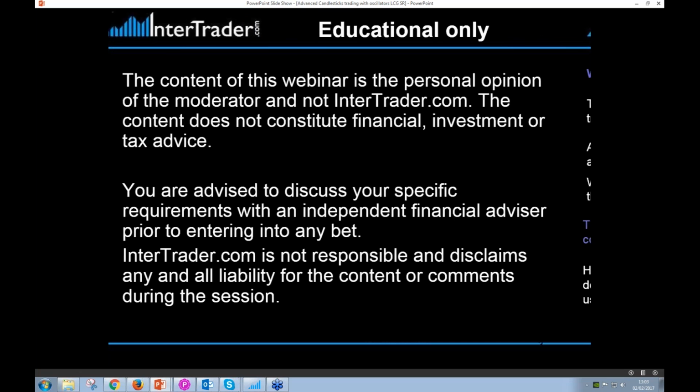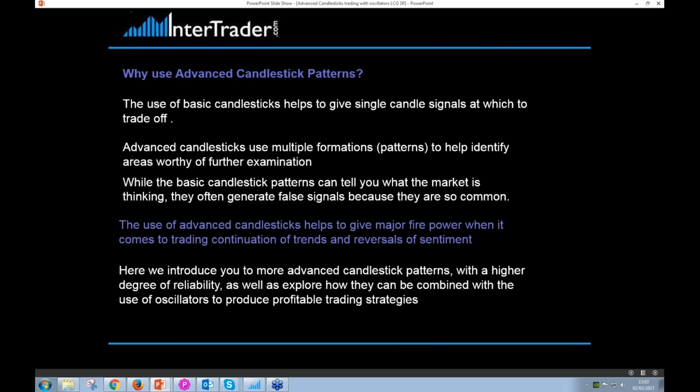So why use advanced candlestick patterns? I think the basic use of candlesticks gives a clear individual candle and a signal of what a trade can potentially do in the future. Individual candlesticks are great, but you have to be very wary of the time scale in which you use them. One of the questions I get asked the most is, what indicators do I use and what time frames?